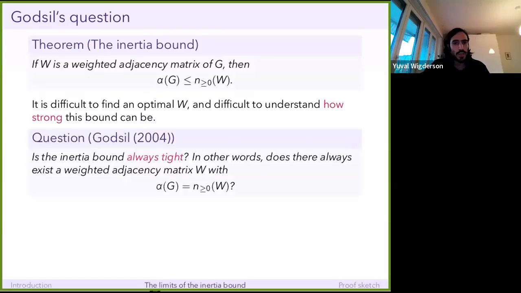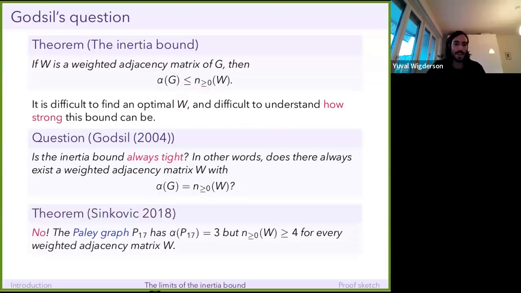And there's a natural question that I think was first asked by Chris Godsil about 20 years ago, which is whether this bound is just always tight. So in other words, is it the case that for every graph, you can always find a weighted adjacency matrix such that you actually get equality here? And I mean, I think when I first heard this question, I thought it's sort of crazy. I mean, there's no way this could be true. And indeed, it's not true.